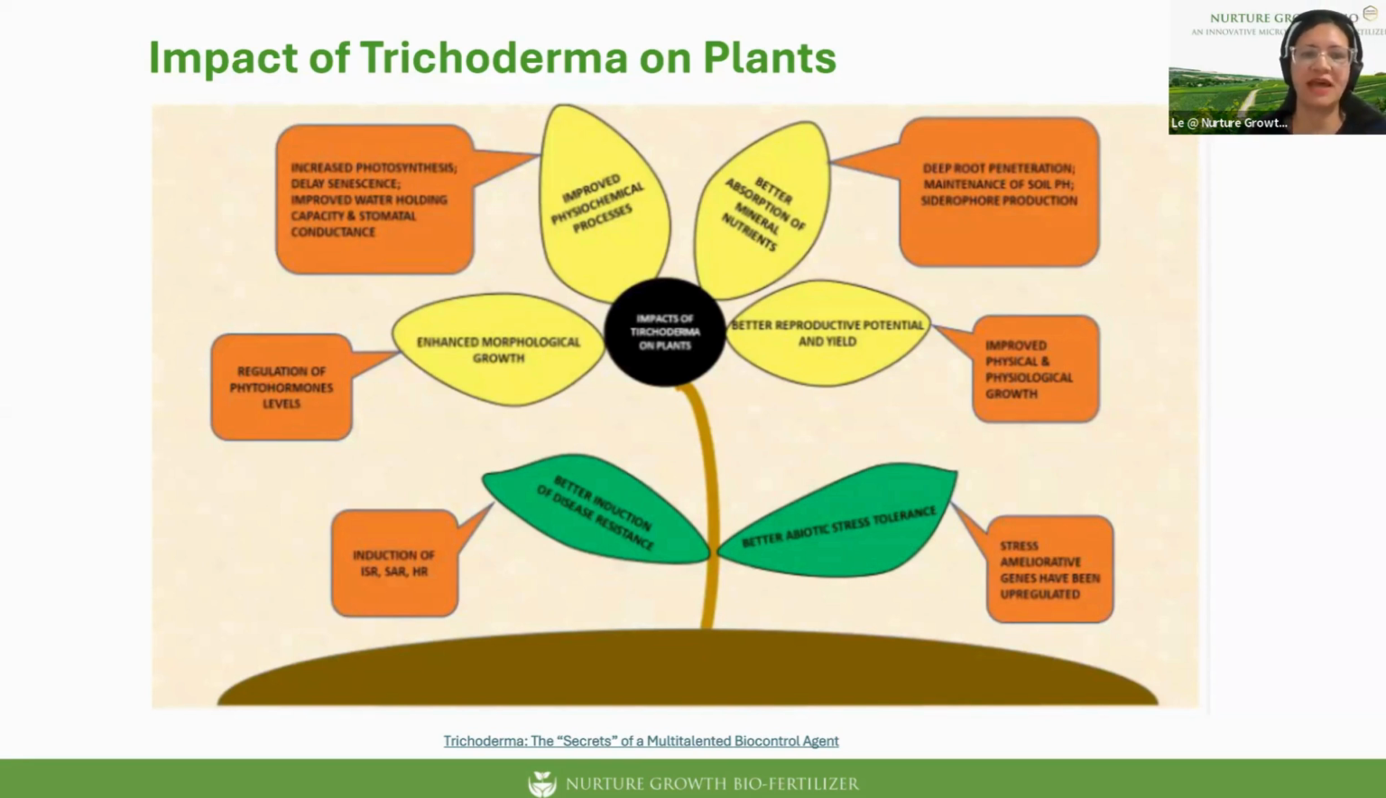Trichoderma has the ability to regulate the phytohormones in the plant, which is also helpful in contributing to the morphological growth of the plant. It also improves physiochemical processes, as it increases photosynthesis and delays senescence processes, helping in the growth and development of the plant. So overall, Trichoderma contributes towards the growth and development of the plant by root development, more green growth, more yield, and protection from different types of biotic and abiotic stresses.